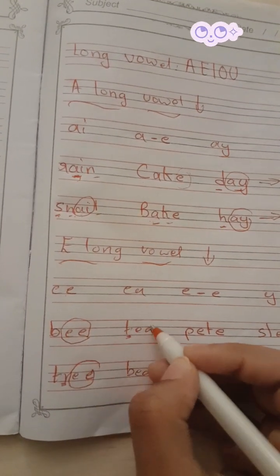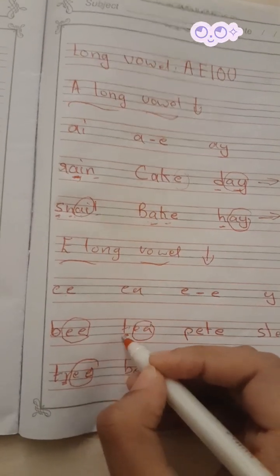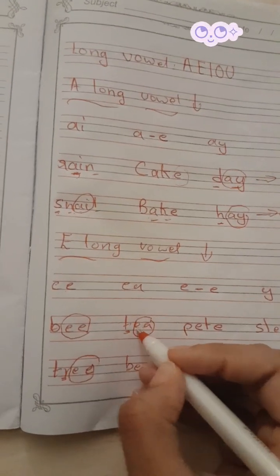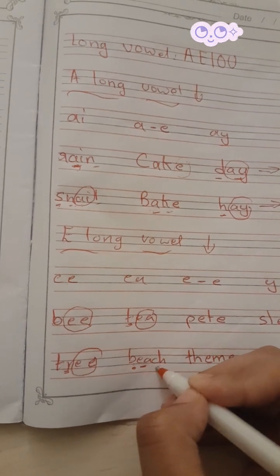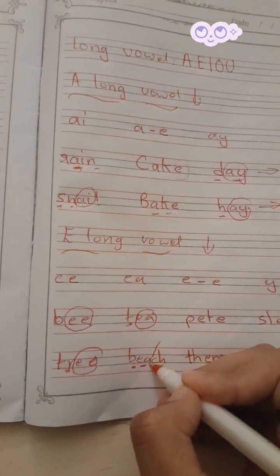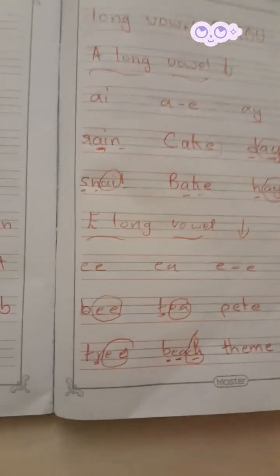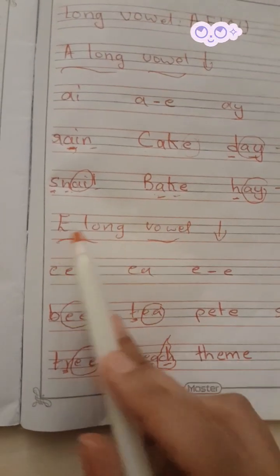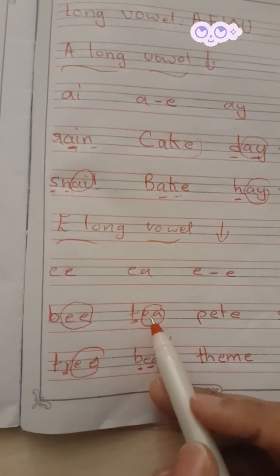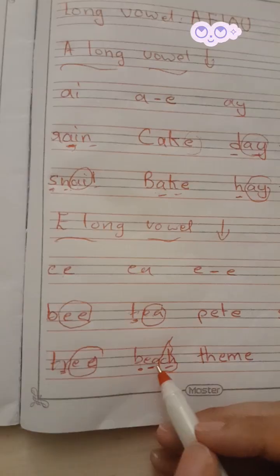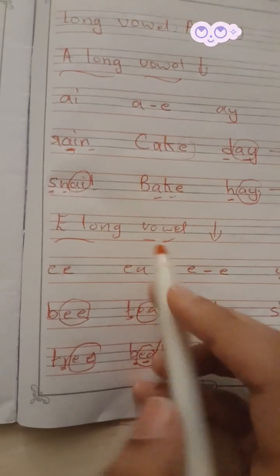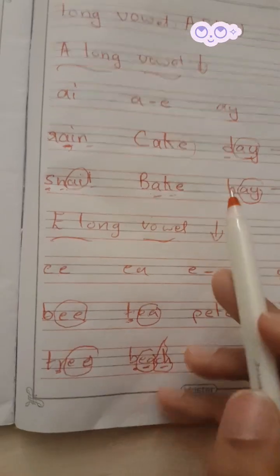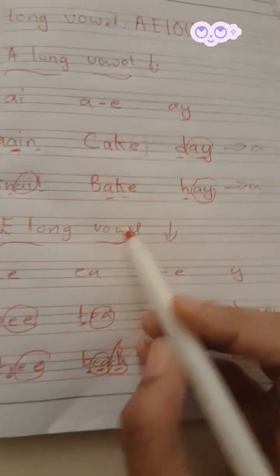T-E-A, tea. B-E-A-C-H, beach. CH, this is what? A digraph. It's another. So we are here now in the E long vowel. T-E-A, B-E-A-C-H. So EA is what? It is the E long vowel sound, or it has the sound of E.